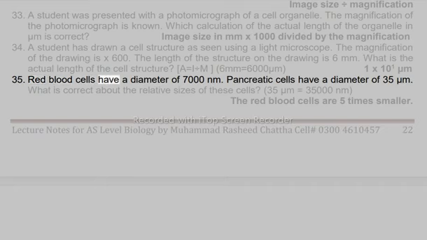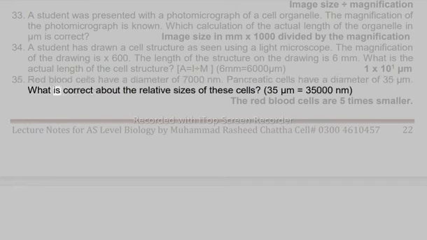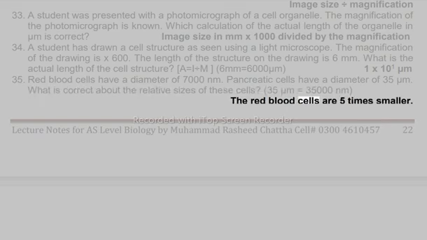35. Red blood cells have a diameter of 7000 nanometers. Pancreatic cells have a diameter of 35 micrometers. What is correct about the relative sizes of these cells? 35 micrometers equals 35,000 nanometers. The red blood cells are 5 times smaller.